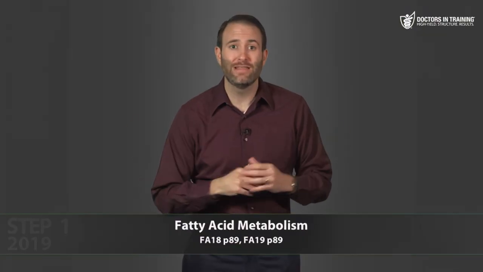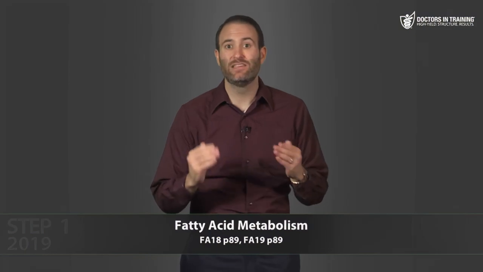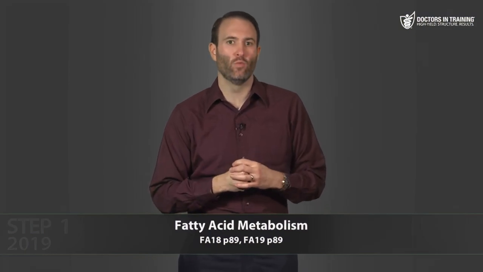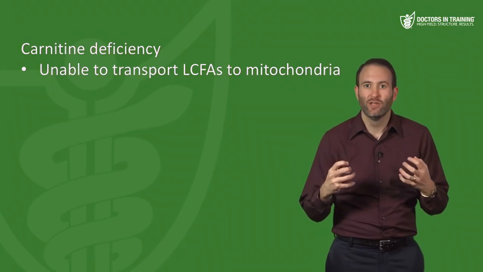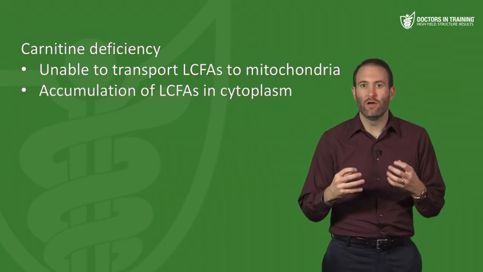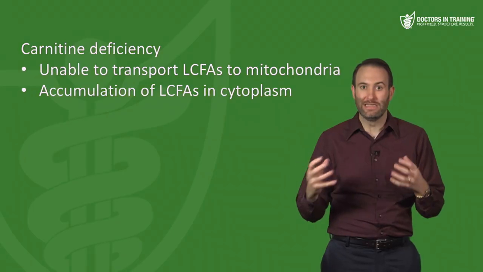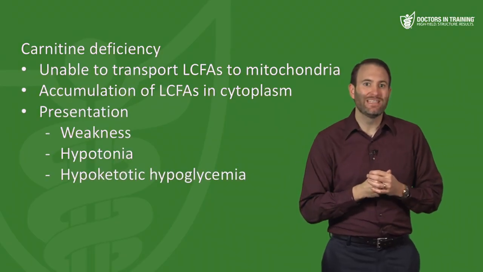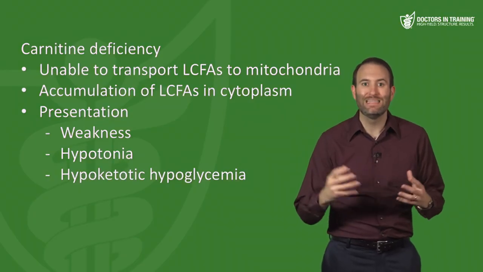Now what if you're deficient in that rate-limiting enzyme of fatty acid degradation? If you're deficient in carnitine acyltransferase 1, sometimes also referred to as CAT1, well, you're not going to be able to get your long-chain fatty acids into the mitochondria. So you're going to get an accumulation of all these in your cytoplasm, and they can't be broken down because the machinery to break them down isn't even there. So that's going to cause things like weakness and hypotonia. You're also going to get a hypoketotic hypoglycemia. All right, that's going to be it for the video part of this. Go ahead and go through the end of session quiz, and let's go through those together now.